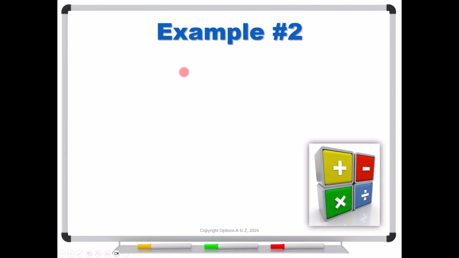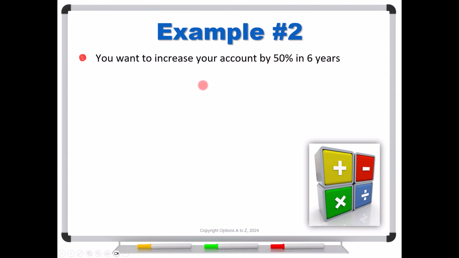Let's look at example number 2. Let's say that you want to increase your account by 50% in 6 years. Well, now your multiplier is 1.5. Yes, it's 50%, but you're trying to multiply your money by 1.5 times. So if you have $100 and you multiply it by 1.5, that's $150. So you don't want to get messed up in the calculation and say, I'm trying to multiply it by 50%. You're not. You're trying to multiply your money out by 1.5.